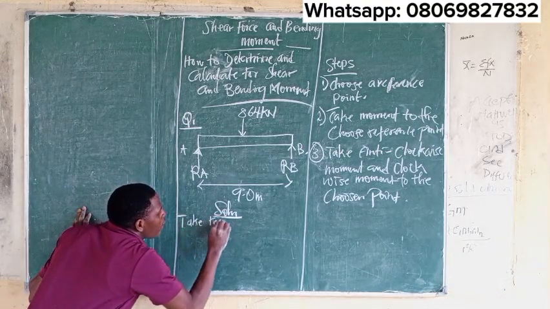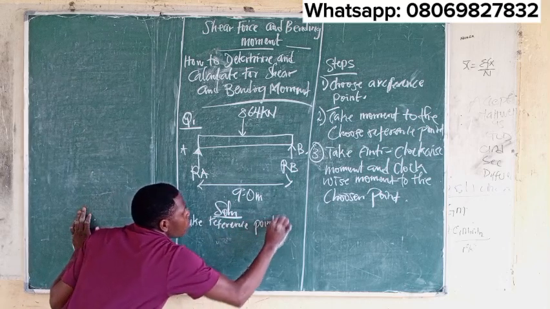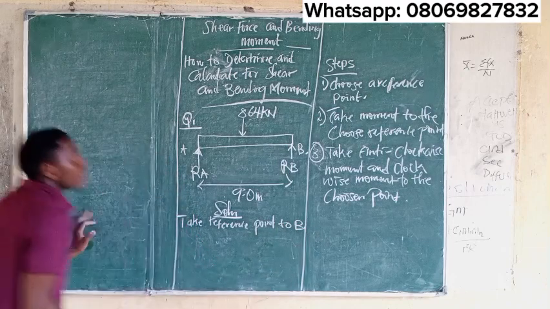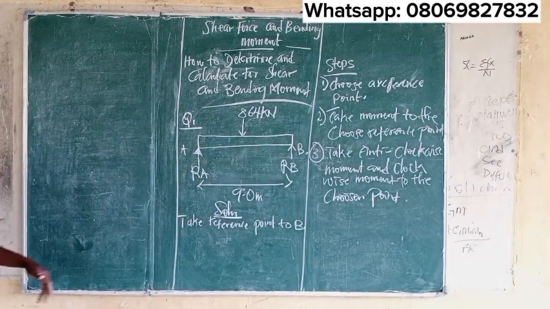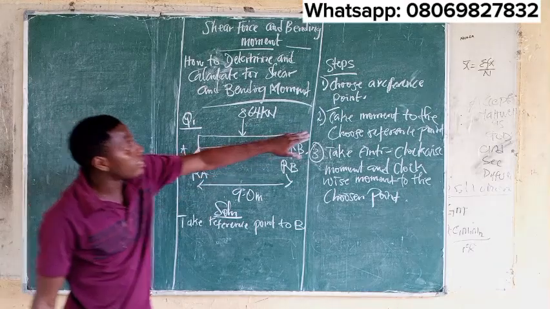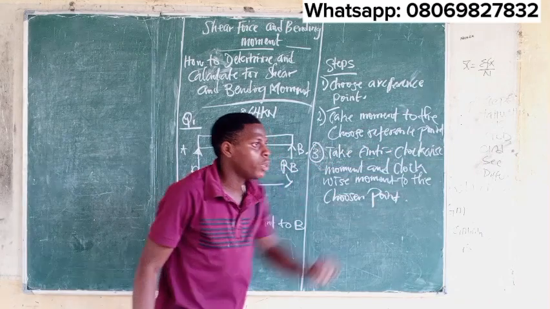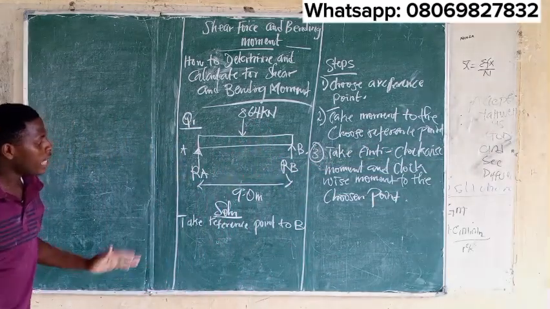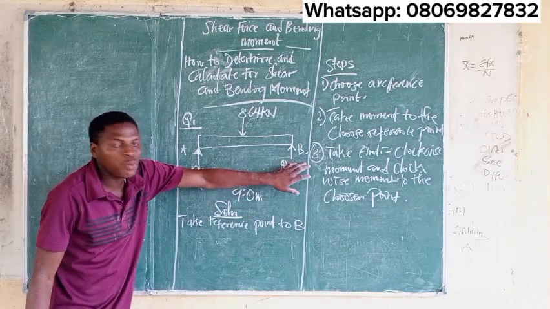Take reference point to B. Now we are taking our reference point to this point. Now, what's the next thing? Take moment to the chosen reference point. Now, this is what we have. We've chosen our reference point to be B.